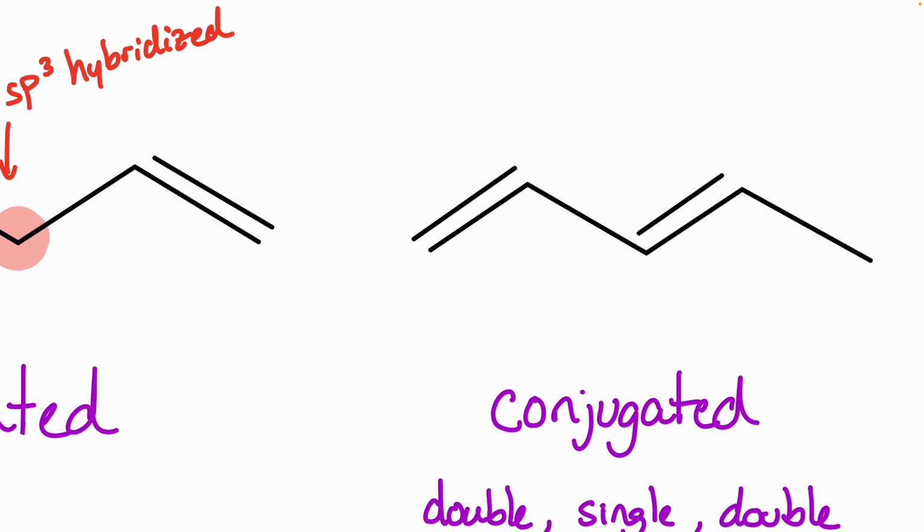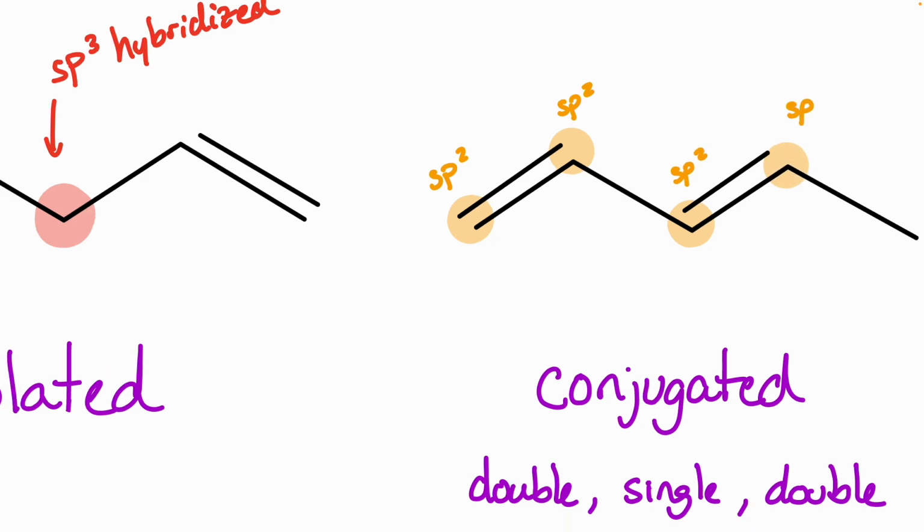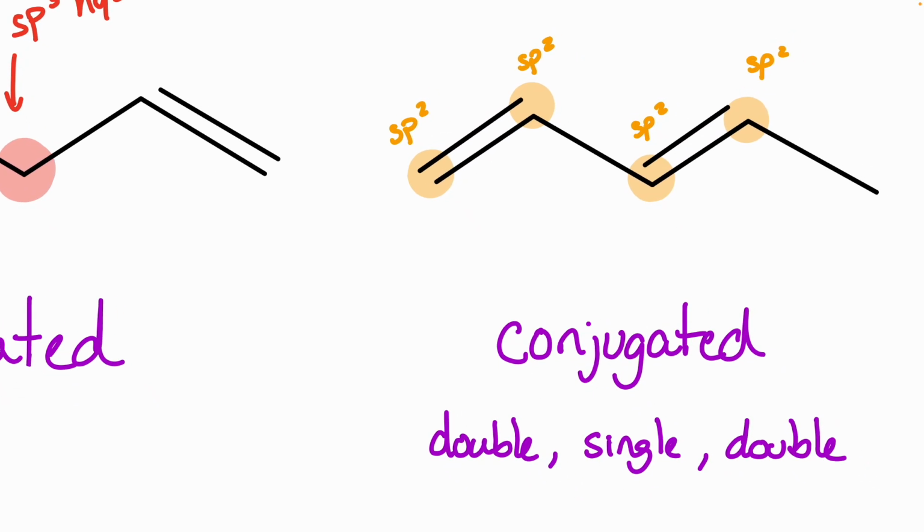Okay. What would be the hybridization of this carbon at the very end here? sp2. What about this next one? Also sp2. What about this next one? Also sp2. And what about the next one? Also sp2. All right, so the important feature of these conjugated double bonds is you have these carbon atoms all in a row that all have that same sp2 hybridization.